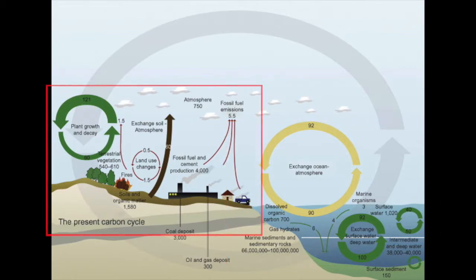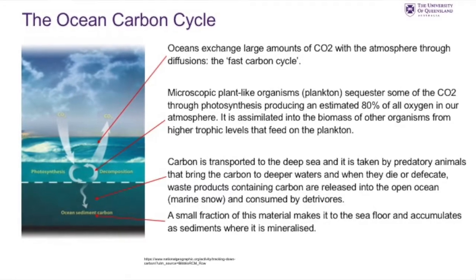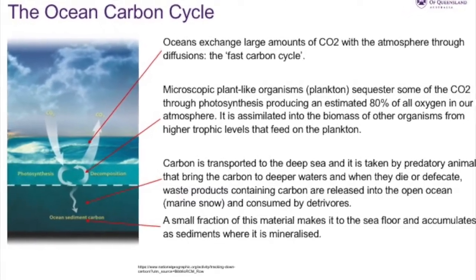And then, on the other side, on the land, the major cycles are plant growth and decay, and the land use changes, which are mainly due to human activities, right? And what is important to mention also is that fossil fuel and cement production are the ones that are releasing CO2 into the atmosphere. So let's talk now about the marine carbon cycle.